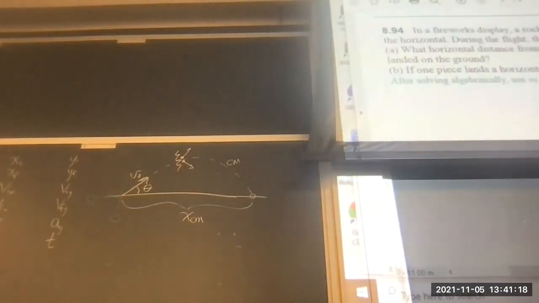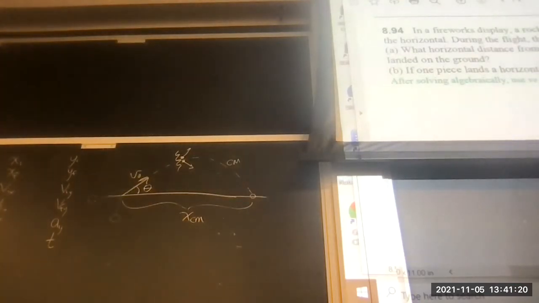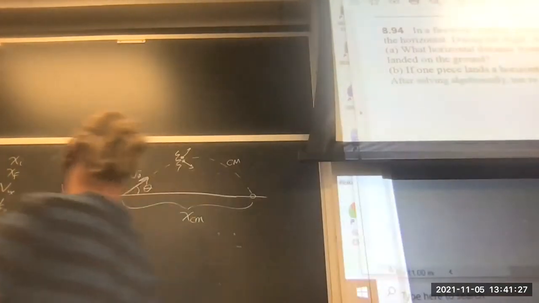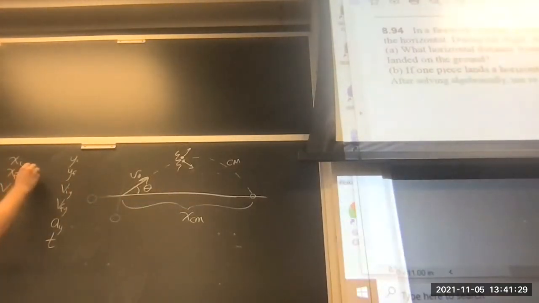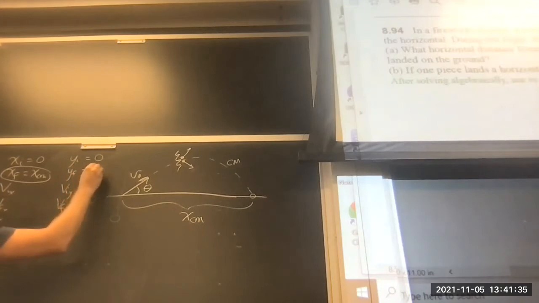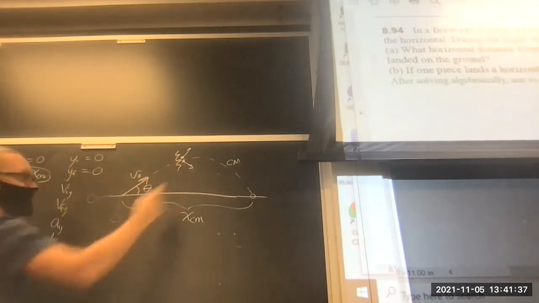What's our initial X position? 0. Initial Y position? 0. Final X position? X, this is what we're looking for. Okay, what about our final Y position? Also 0, right? So we're coming back down to where we start.